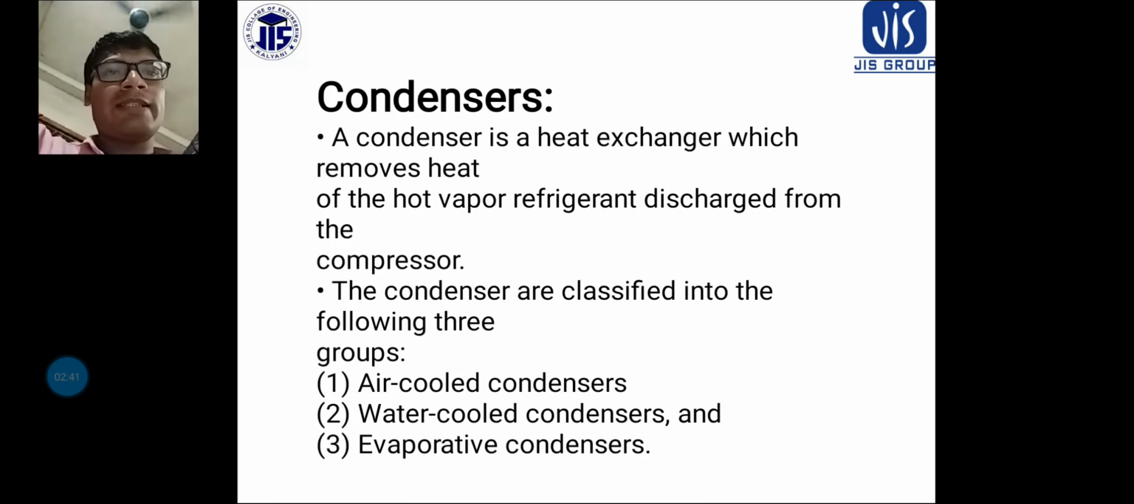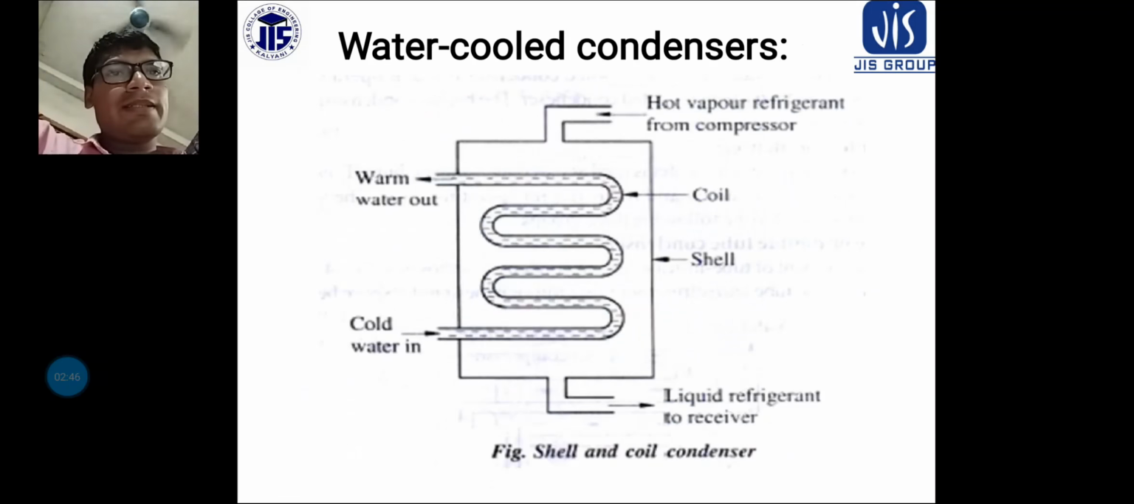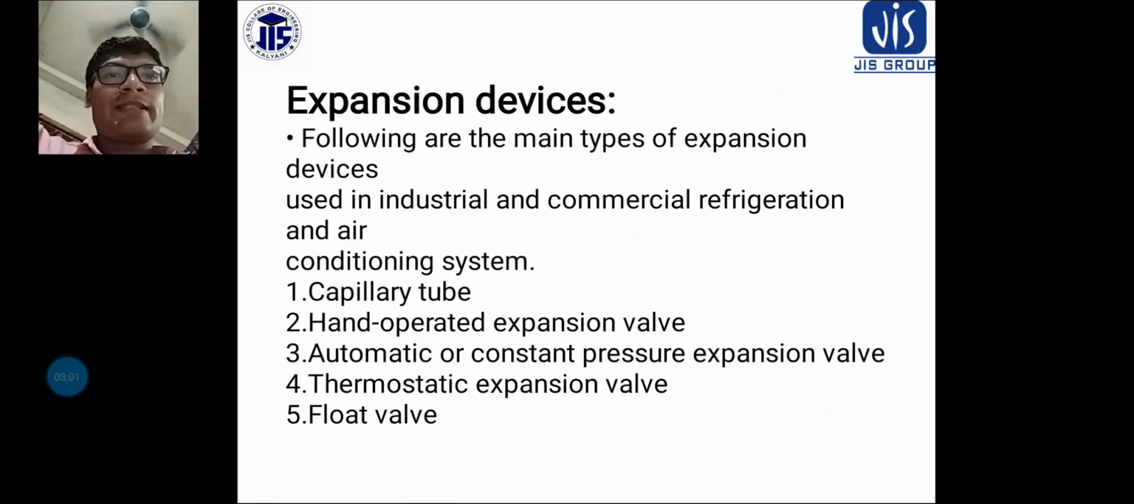In the condenser we have seen there are three types: air cooled condenser, water cooled condenser, and evaporative condenser. In the evaporative condenser, air and water both are taken for cooling purpose, and one eliminator you can see. So it is more effective compared to the air and water condensers. Now the expansion devices: we have discussed the capillary tube and hand operated expansion valve.